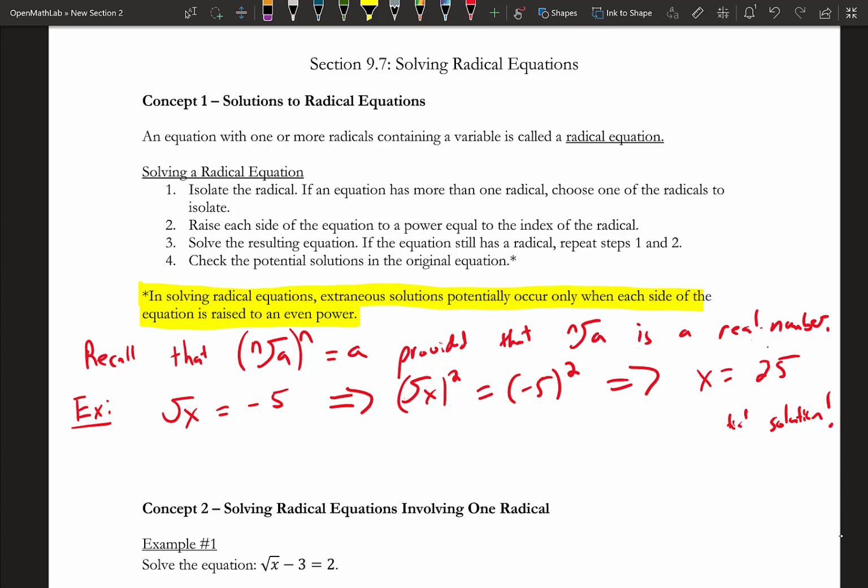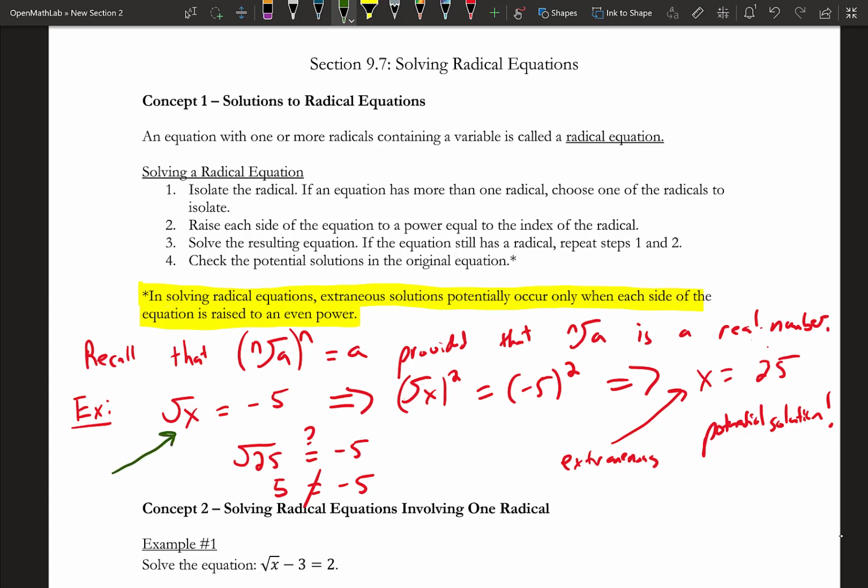So what we need to do is plug it into our original equation and see if it works, right? So if I take the square root of 25, does this equal -5, right, is the question. So what we end up getting is 5 equals -5, which is false, right? That is not true. So this is an extraneous solution, right? It's a solution that worked through our methods, but it doesn't actually fit the original equation that we had.